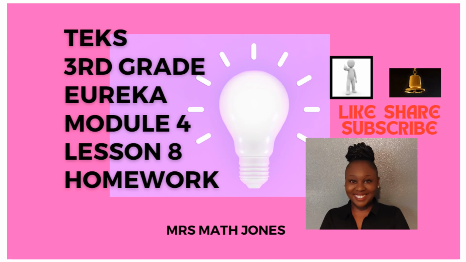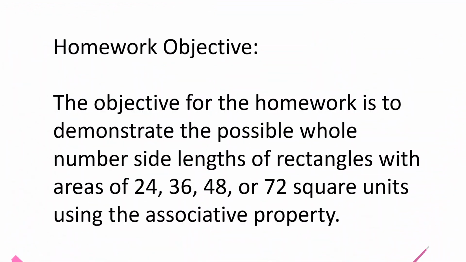Today, we're going to be working on our third grade Eureka Module 4, Lesson 8 homework. The objective for the homework is to demonstrate the possible whole number side lengths of rectangles with areas of 24, 36, 48, or 72 square units using the associative property. Just a reminder, the associative property means that no matter how numbers are grouped in a multiplication problem, you still end up with the same answer. Let's get started.